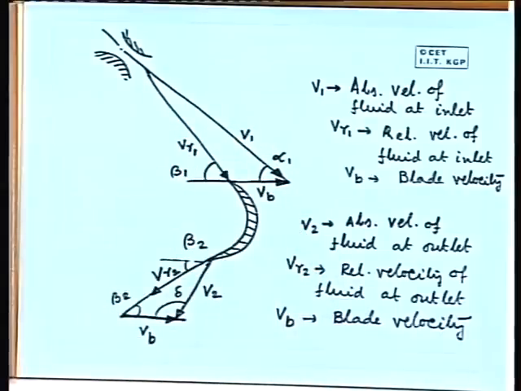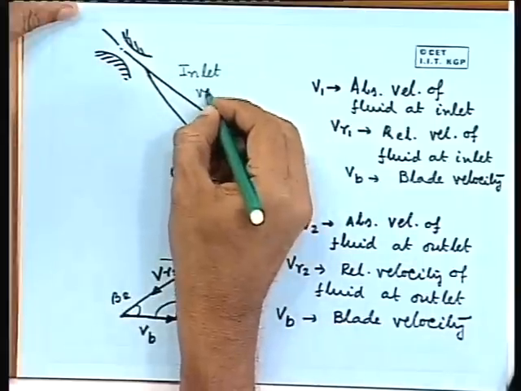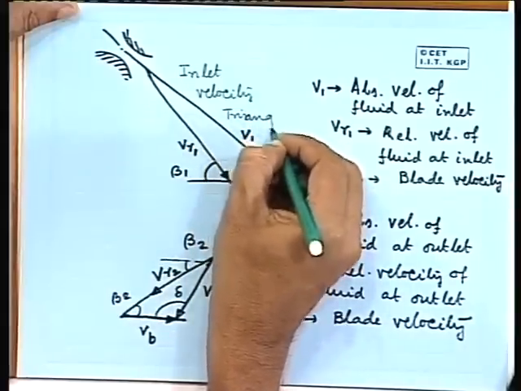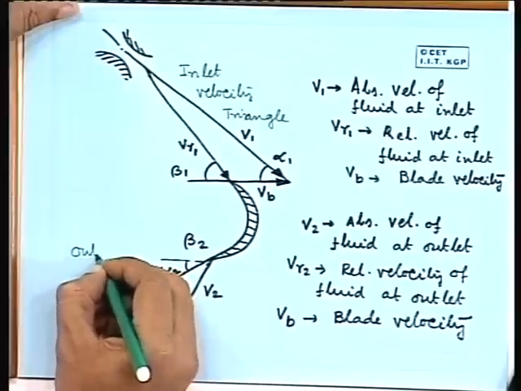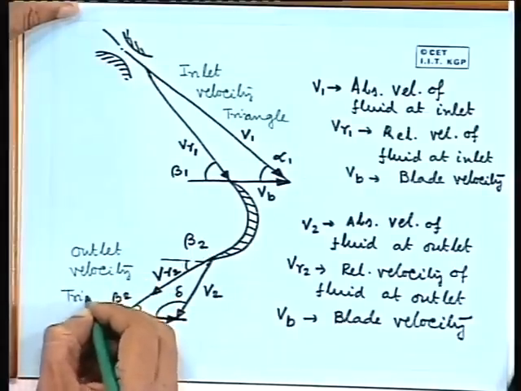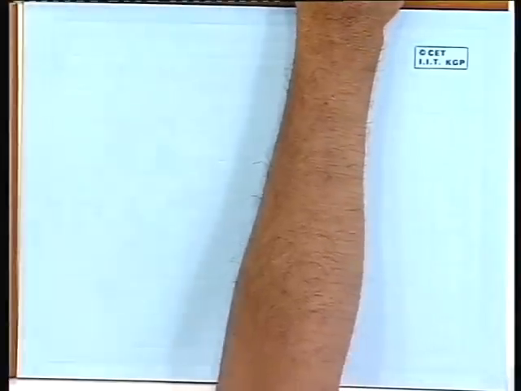Now, from these two velocity triangles, this is known as the inlet velocity triangle and the other one is known as the outlet velocity triangle. We can get a lot of other useful information. So, what we do is go for a composite diagram of this inlet and outlet velocity triangle like this.